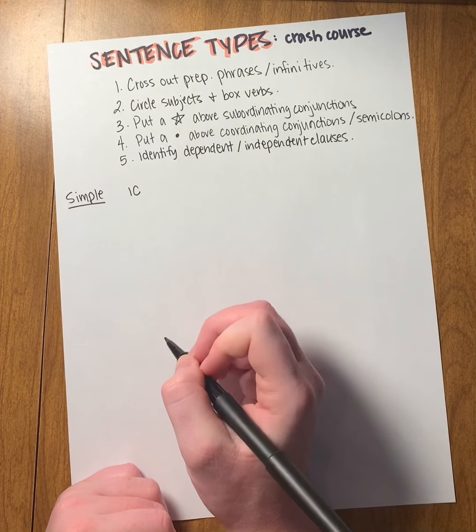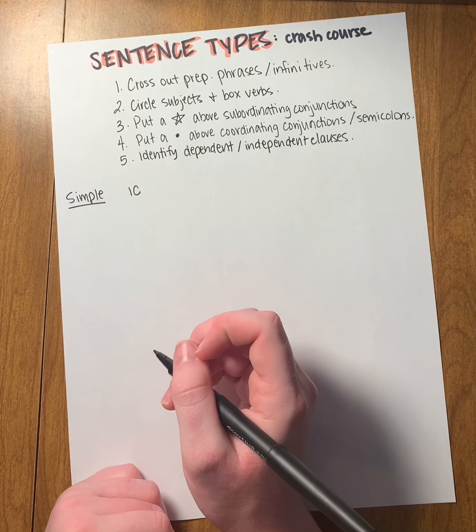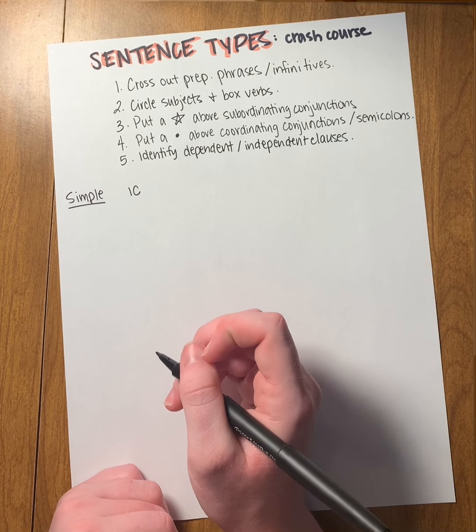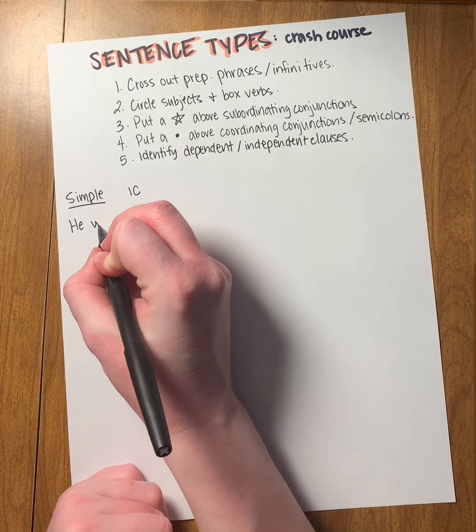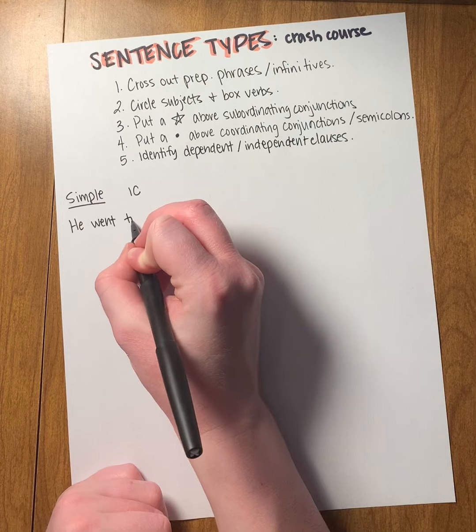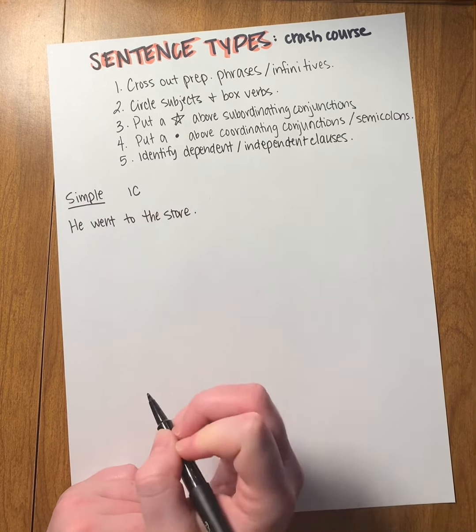We just have one independent clause. Remember, an independent clause can stand alone. It is one complete thought with only one subject and verb. So if we look at an example, he went to the store.